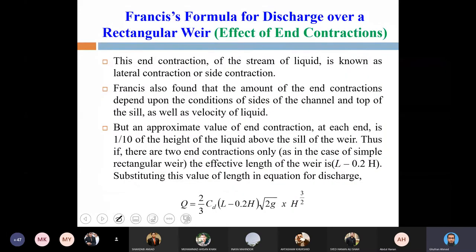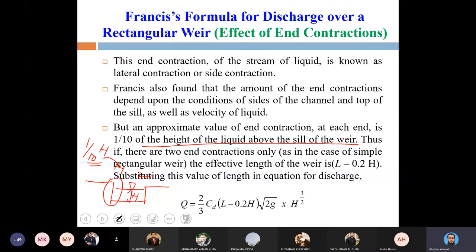So Francis found that an approximate value of end contraction is 1/10 of the height of liquid above the sill or weir at each side. ठीक है जी, अब say I have a weir और water depth इसमें से h है. तो Francis suggested that at each end the width which is reduced is 1/10 of h. So higher the h, higher would be the end contraction.